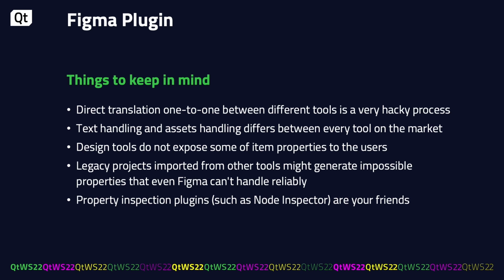There are lots of inspection plugins available for all design tools out there. They provide you with information about item node internal properties. It's not just data that you see in the tool UI, it also includes some properties exposed to plugin APIs. For Figma, it could be the Node Inspector plugin or just Inspector. Those plugins are great for getting familiar with the API and for troubleshooting your really misbehaving or strange items.